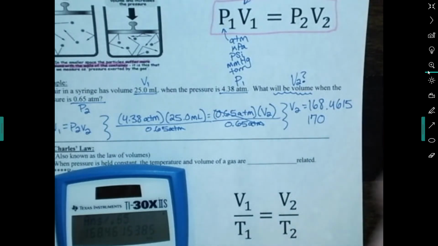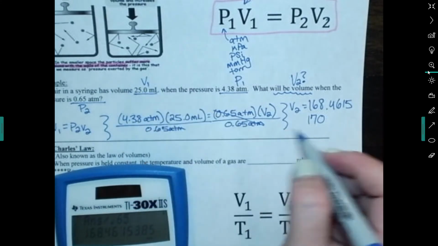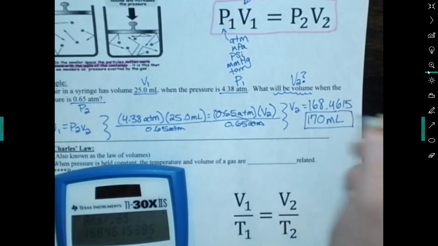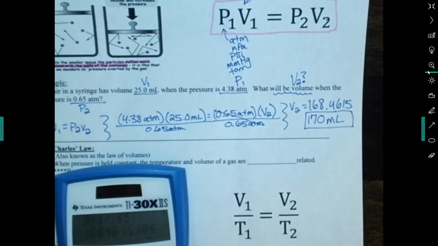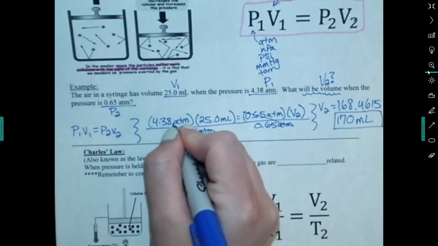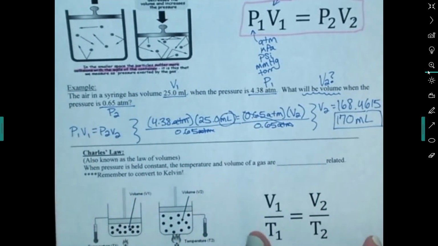And what are my units going to be? Well, I'm looking for volume. If my first volume was in milliliters, then this one has to be in milliliters. Another way you can tell this has to be in milliliters is because your atmospheres cancel and you're left with milliliters. Okay? Okay, cool.